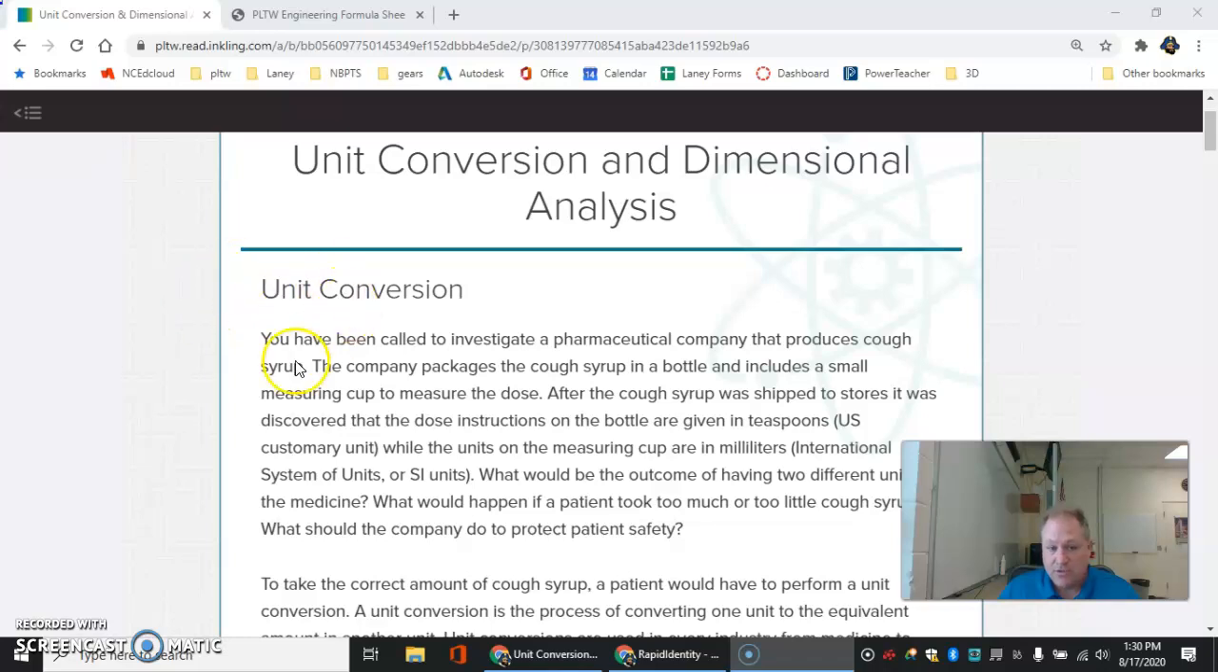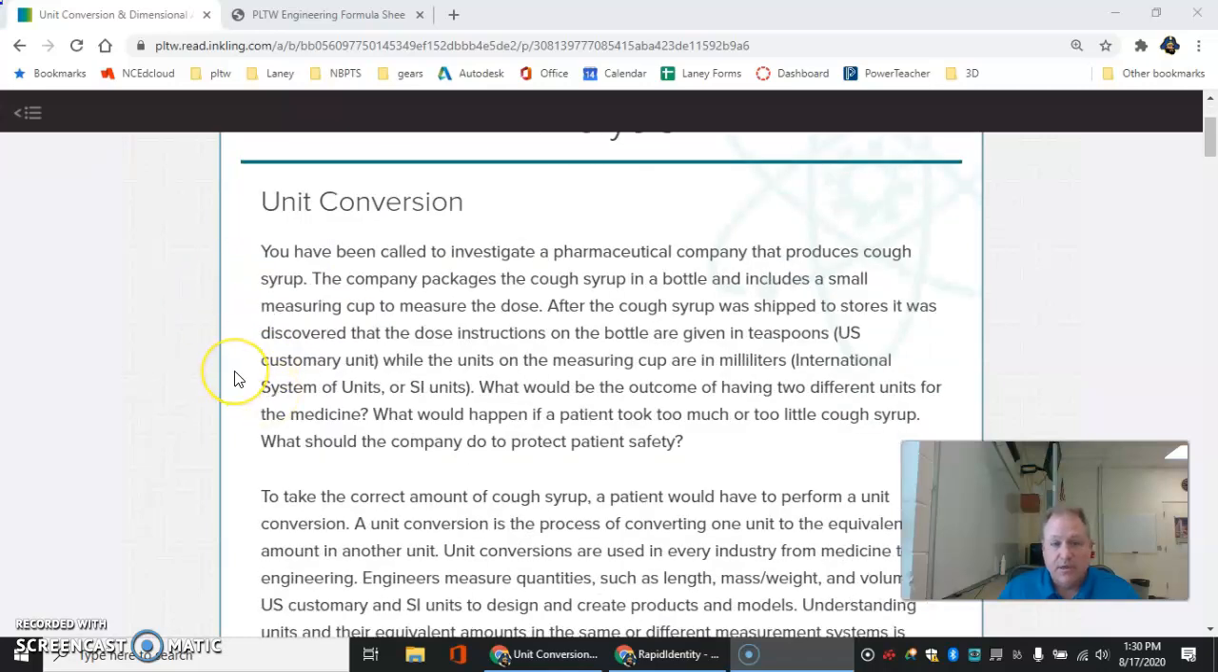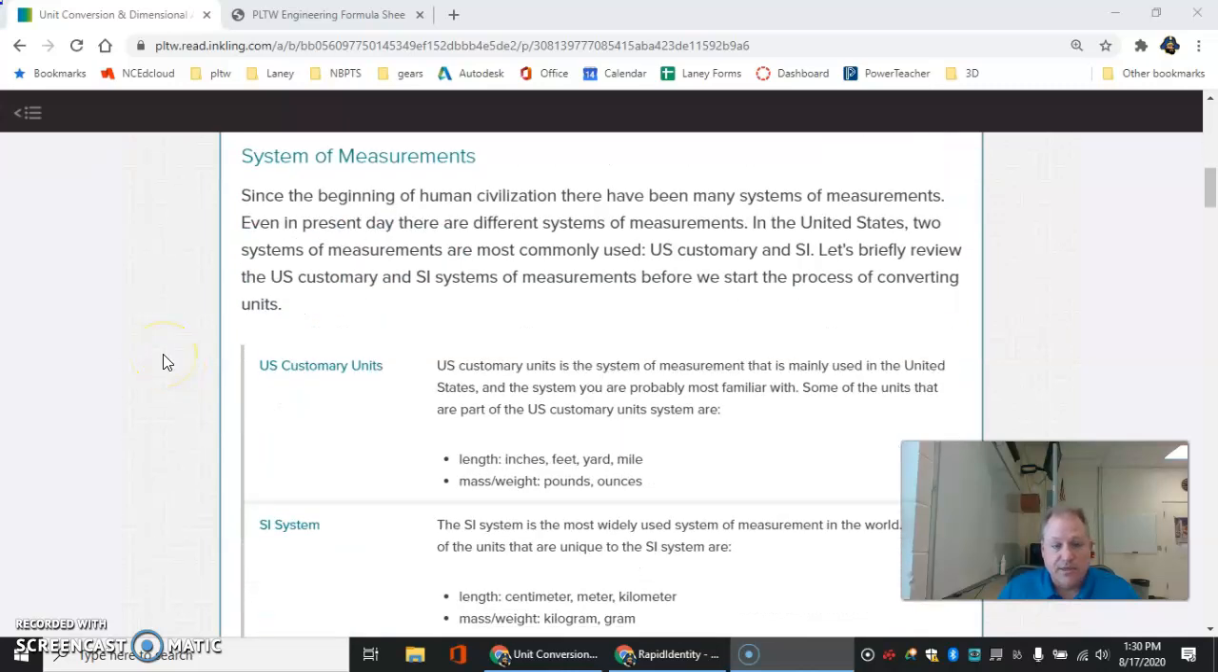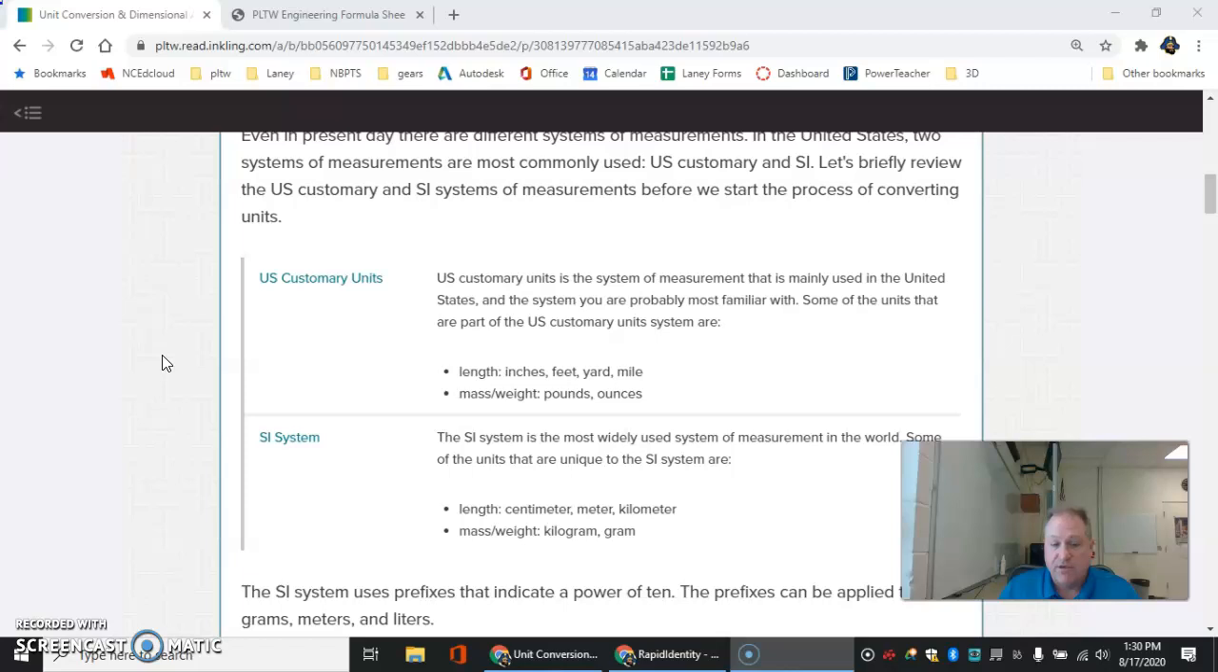Okay, so in our resources here, we have a little example that talks about measuring doses of medicine. Okay, and if we scroll down a little bit, we have the two systems of measurement that we have to know how to use and convert between. So we have the US system, which you're familiar with, and the SI or the metric system.